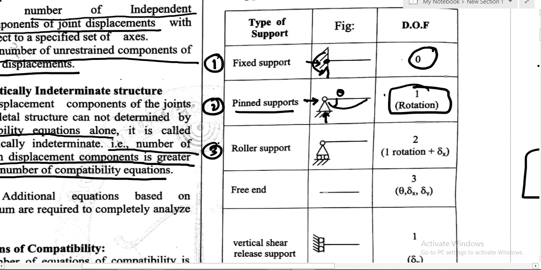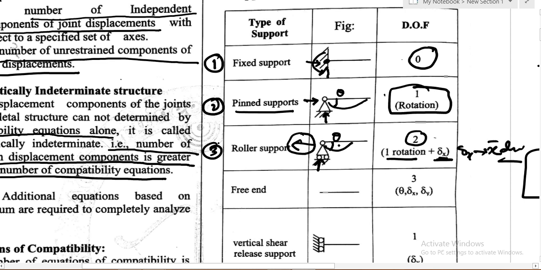Now you talk about the roller support. So what is the roller support? Only the y part is restricted. Y cannot be moved. So there is a restriction in y movement, but it can move in the x direction, and angular deformation can also be allowed. So only one translation and the angular deformation are allowed. So the roller support has 2 degrees of freedom. 2 degrees of freedom means 1 rotation plus 1 linear deformation in the x direction.